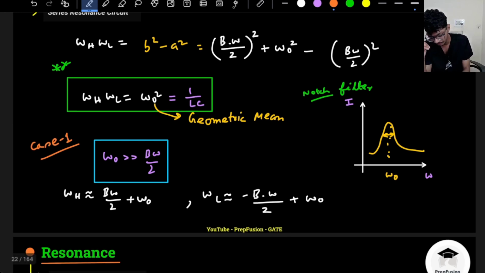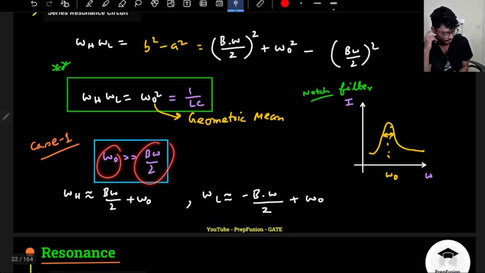If my omega naught is very much higher than bandwidth by 2, what does that mean? That means it is a very high quality factor filter. We will discuss quality factor in the next lecture. Basically my resonant frequency is very high and bandwidth is very low, so it passes a very small band of frequencies. It is a very high quality factor filter, so it will only pass a very small amount of frequencies.